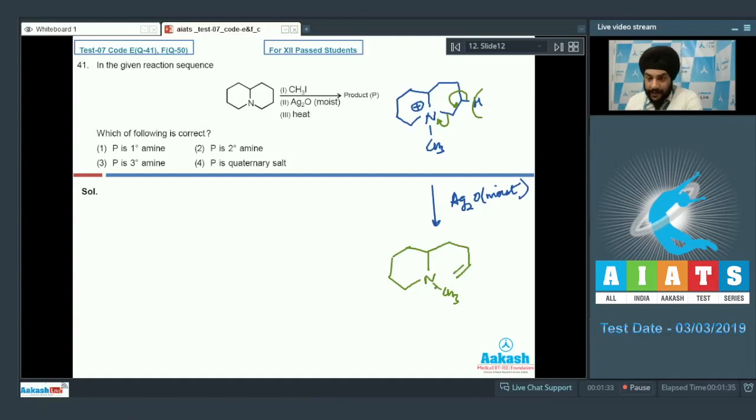So this is the end product P which is formed, and we can see that the degree of nitrogen in the structure is 3. So out of the given options, we have to select the third statement where it says that P is a 3-degree amine. Let us look at the next question.